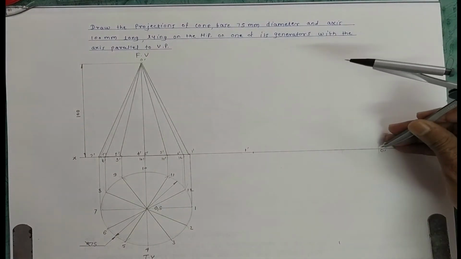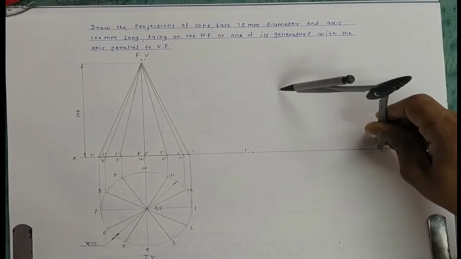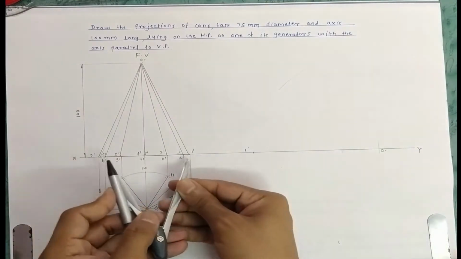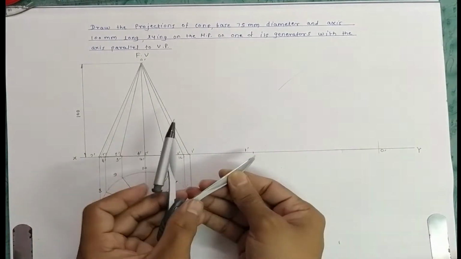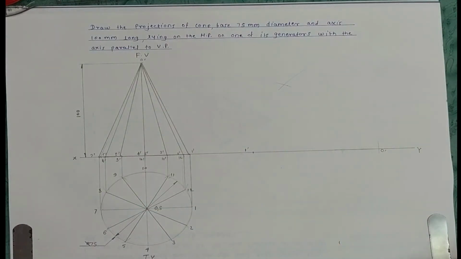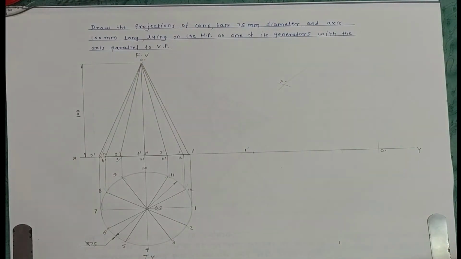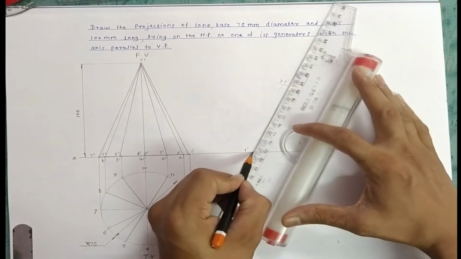Keep the same distance, with O dash as a center, and draw an arc. Again in the compass, take a distance of size 1 dash to 7 dash and draw an arc. Here you will get point number 7 dash. Join the points and offset all the distances.